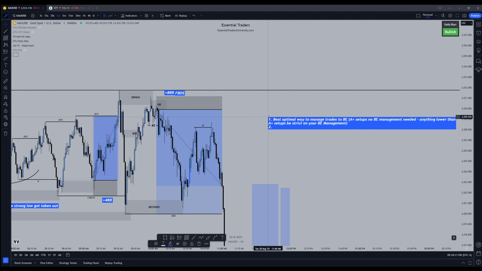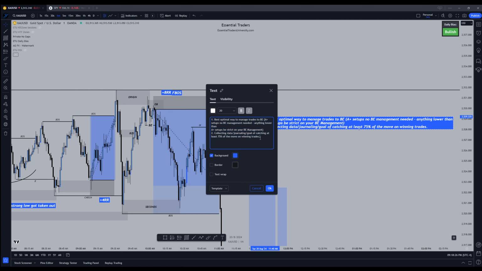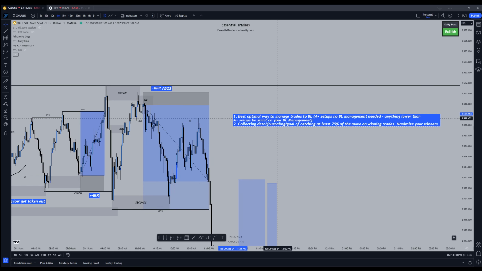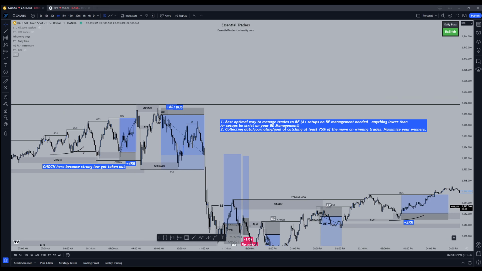Journal, collecting data, goal of catching 75% of the move on winning trades. You want to maximize risk reward, maximize your winners. Okay, this is basically the sum of today's session.